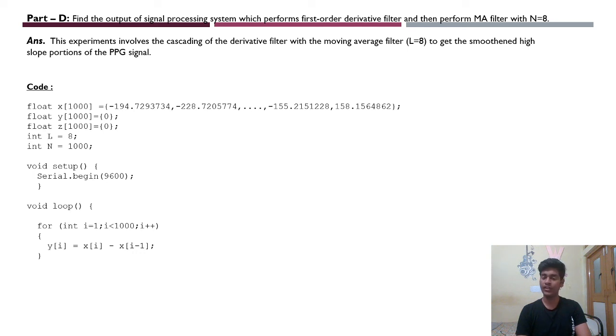We initialize L equal to 8, where L is the length of the moving average filter, and n equal to 1000, where n is the length of the input signal. In void loop, we write a for loop to calculate the first order difference. So basically, y of i equal to x of i minus x of i minus 1 is the equation of the first order derivative filter. And the for loop navigates from i equal to 1 to i equal to 1000.